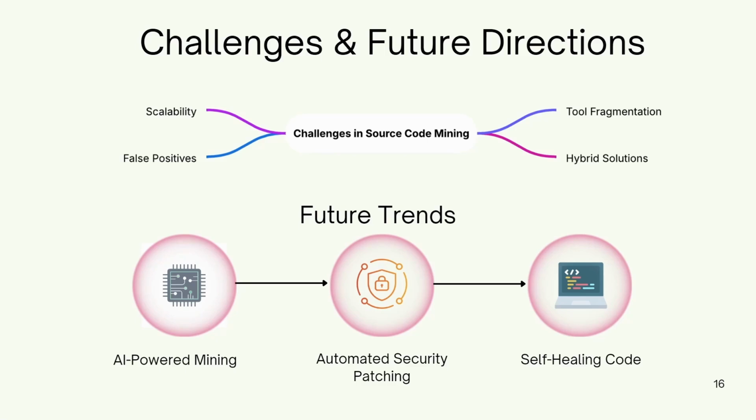Looking ahead, AI powered source code mining is expected to play a major role in automating software quality assurance. Machine learning models trained on vast code repositories can improve bug prediction accuracy, suggest optimal refactoring strategies, and even auto generate patches for detected issues. Automated security patching, where historical vulnerability patterns are used to predict and fix security flaws before they are exploited, is another promising direction.